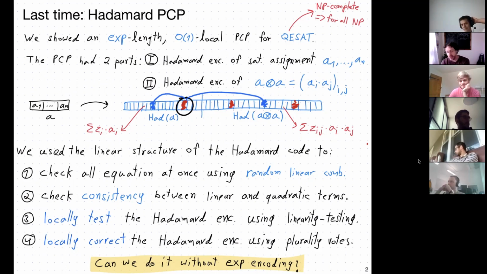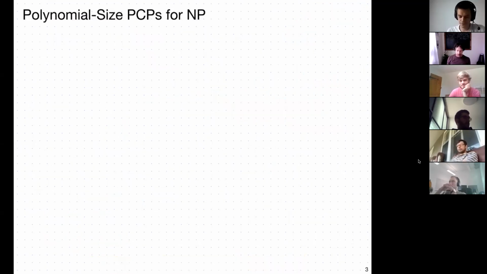So that's the goal. And let's dive right into it. The good thing is that we'll deal with the same problem, quadratic equations, and we'll try to employ roughly the same strategy, only now instead of using the Hadamard code, which is exponential, we'll use the low degree extension code, or the Reed-Muller code, which is much, much, much shorter.